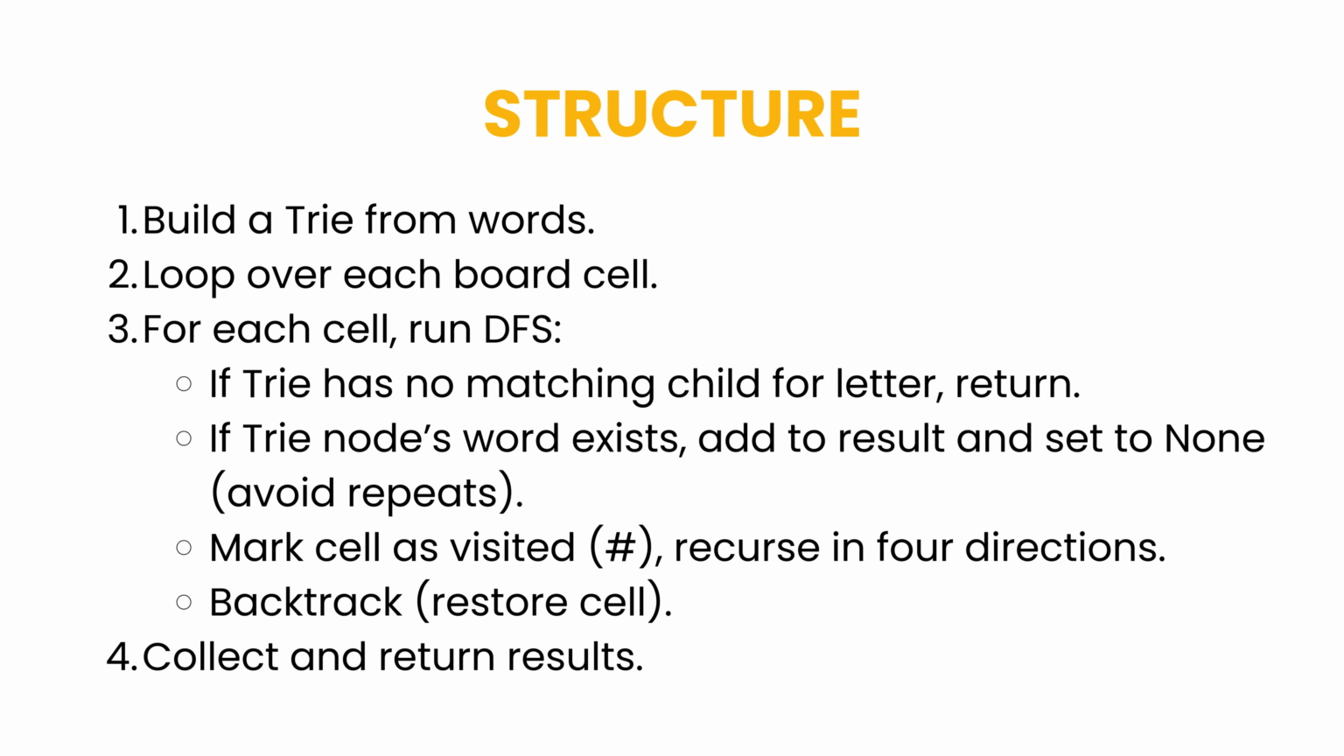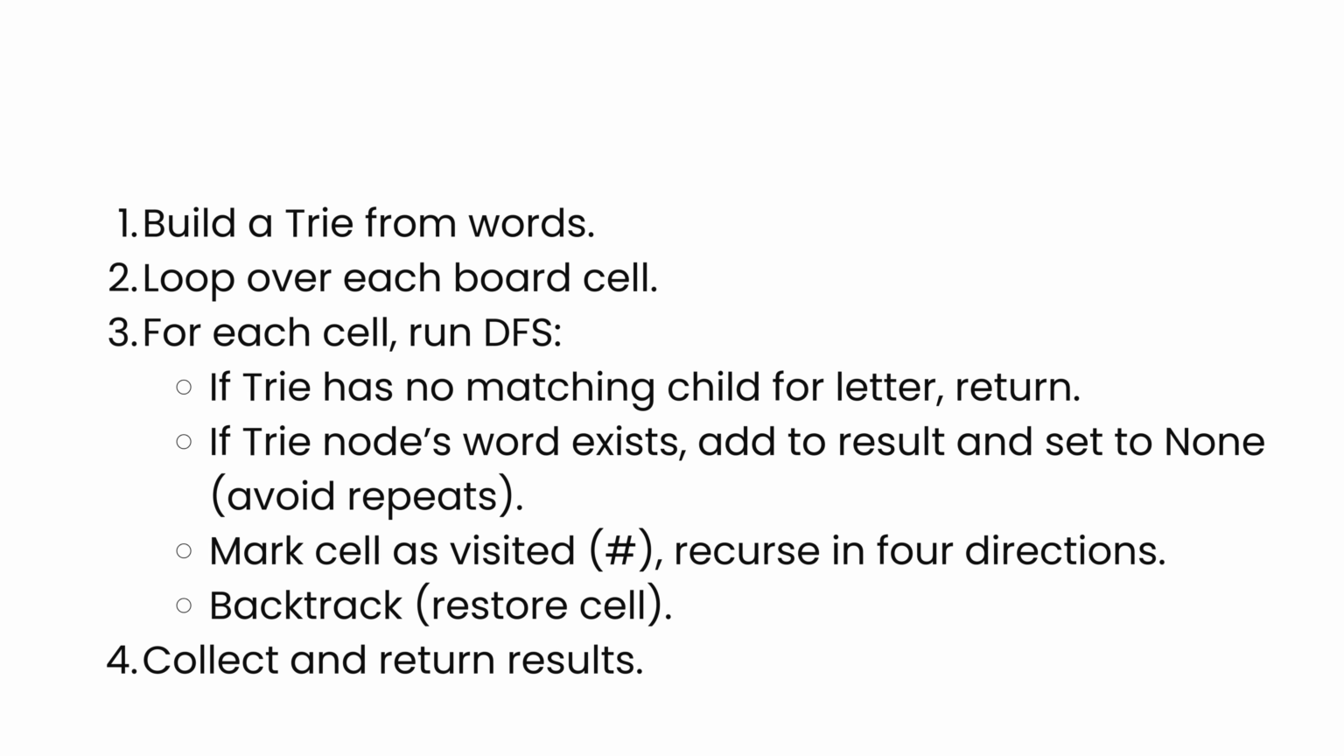Build a trie from words. Loop over each board cell. For each cell, run DFS. If the trie has no matching child for the letter, return. If the trie node's word exists, add it to the result and set it to None. Avoid repeats. Mark the cell as visited with a hash, recurse in 4 directions. Backtrack, restore the cell. Collect and return results.